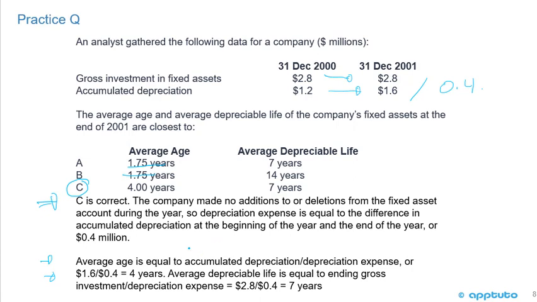But just to finish it off, average depreciable life is equal to the gross investment, the 2.8, divided by the depreciation expense. So again, 2.8 divided by 0.4, and that's going to equal 7 years. Okay, so C is correct. Nice little question. And that's the last slide for this LOS.